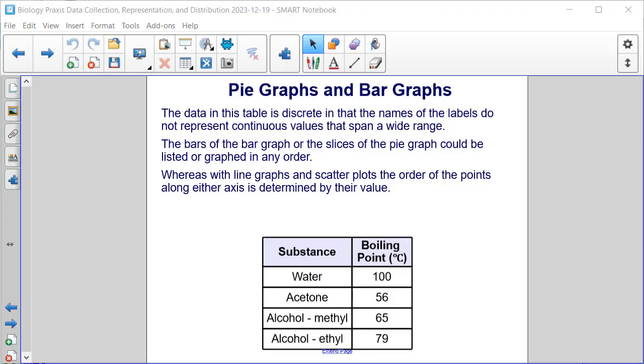The data in this table is discrete in that the names of the labels do not represent continuous values that span a wide range. So the names of the labels: water, acetone, methyl alcohol, and ethyl alcohol. The bars of the bar graph or the slices of the pie graph could be listed or graphed in any order. Whereas with line graphs and scatter plots, the order of the points along either axis is determined by their value.